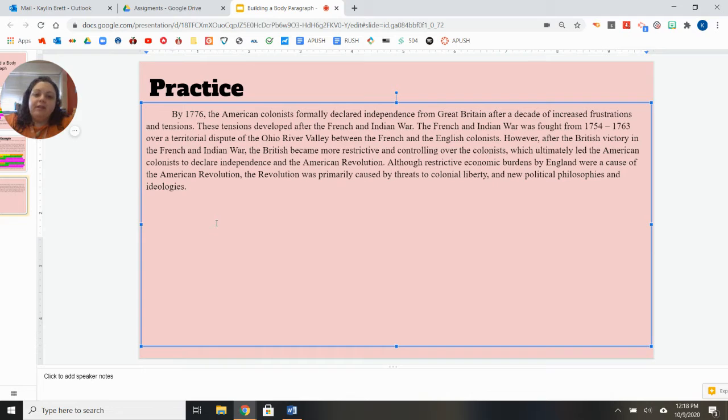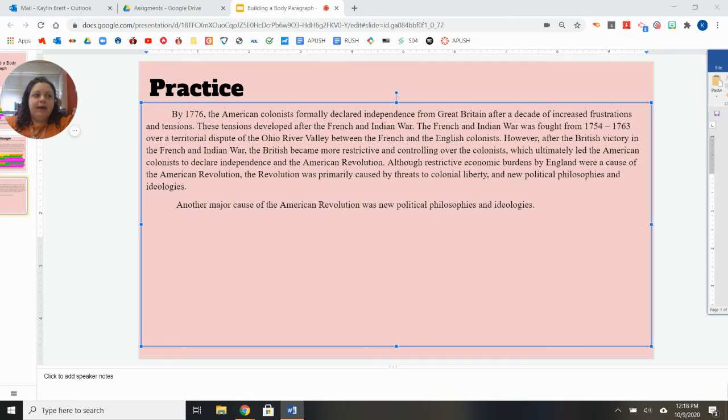So the first sentence is always a topic sentence, right? We have to bring in the subpoint and we have to bring in the assertion. So we just simply say, right, this is the last paragraph. Another major cause of the American Revolution, right, this is the assertion, was new political philosophies and ideologies. So we're literally just reiterating the assertion, cause of the American Revolution, and we're just copying and pasting, right? Don't change the subpoint, just leave it as it is, okay?